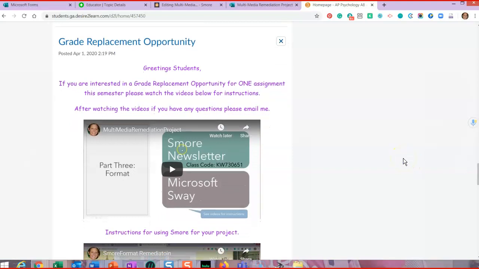And so here you see the grade replacement opportunity. It tells the students, hey, here's an opportunity to replace a low grade. You can do this and replace a project or a test or something that you need some help with in the grade book. And since this is an AP class and it's near the end of the semester, usually I get a good turnout for this.